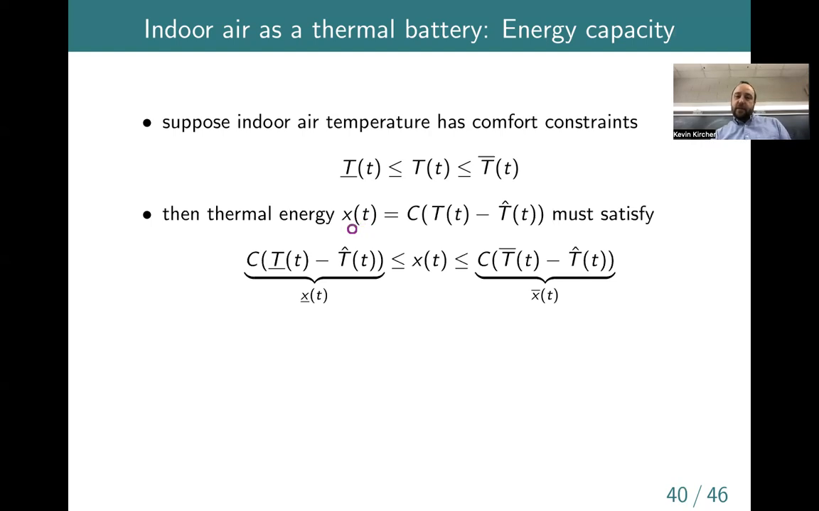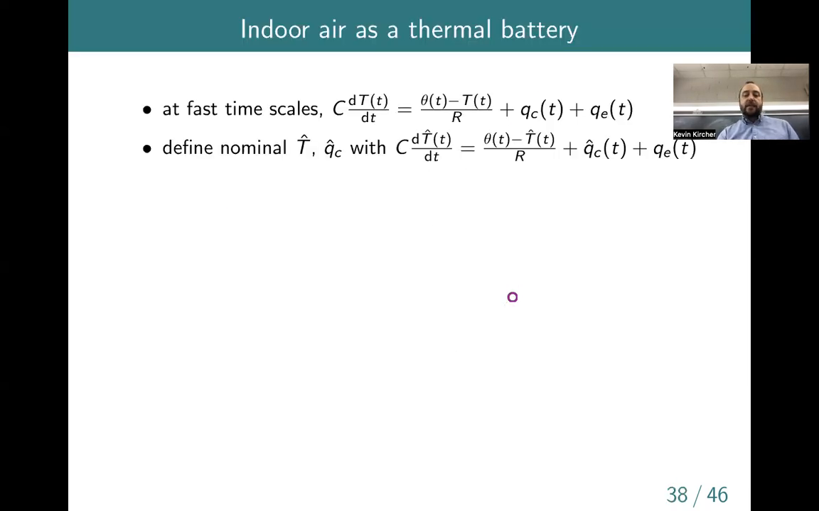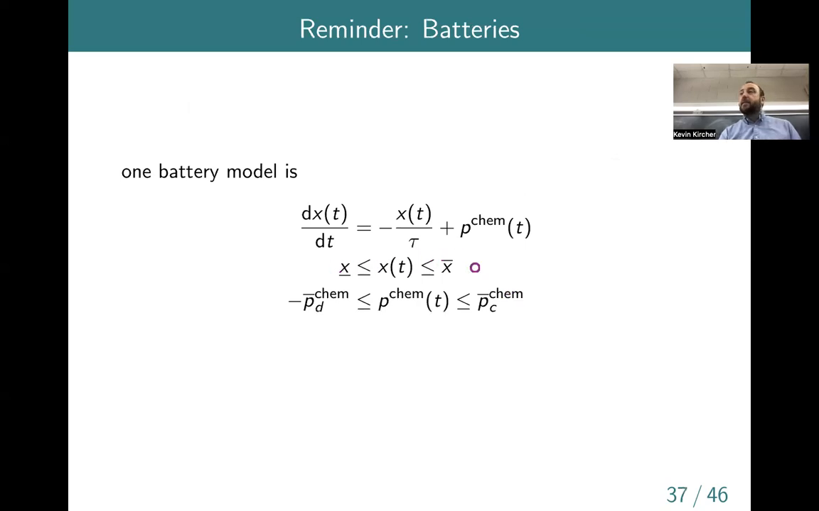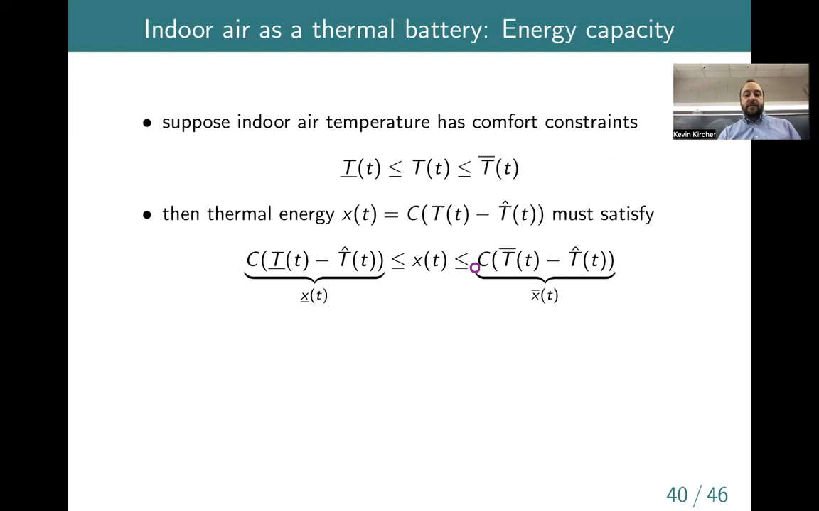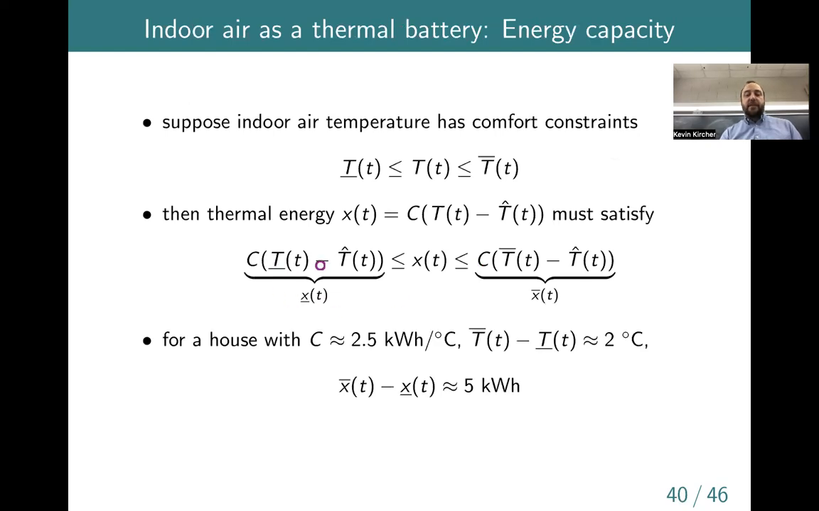This was just our definition of the thermal energy. It's basically the measured temperature minus the preference. And so if we take these constraints up here, these inequalities, we multiply by C on both sides, and then we subtract C times T hat, then we get the left-hand side and the right-hand side here. And that looks just like the battery constraint on the energy that showed up here, with one subtle difference, which is that here these things are potentially time varying. The set point is very likely to be time varying. People often change the set point throughout the day, but even the band around the set point could be time varying too. So again, I could tolerate bigger swings overnight than during the day, something like that.